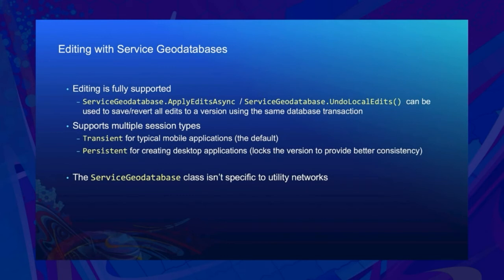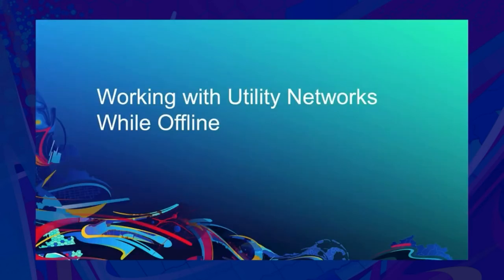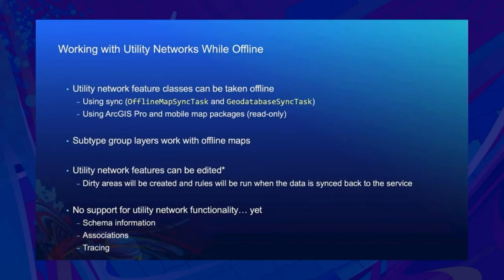Again, just to remind people that the Service Geodatabase isn't specific to utility networks. You can work with any branch versioned feature service. So that was the online story. Now let's talk about using utility networks while offline.